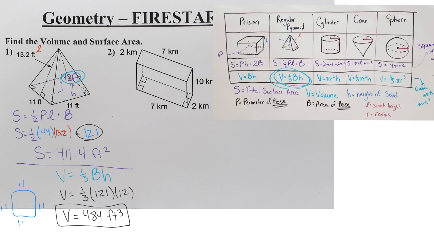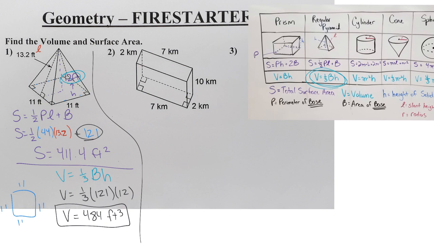So remember, surface area is always square units. Cubic units are always volume. All right. And that's it for number 1. Number 2 is a prism. All right, so I'm going to use the prism formulas. Now, with the prism, you have to identify what is the base. There are 2 of them.